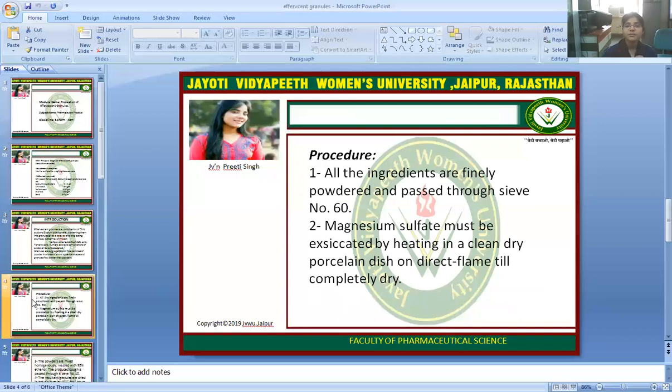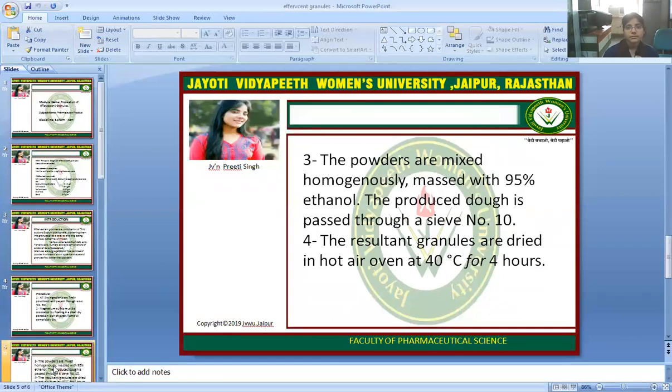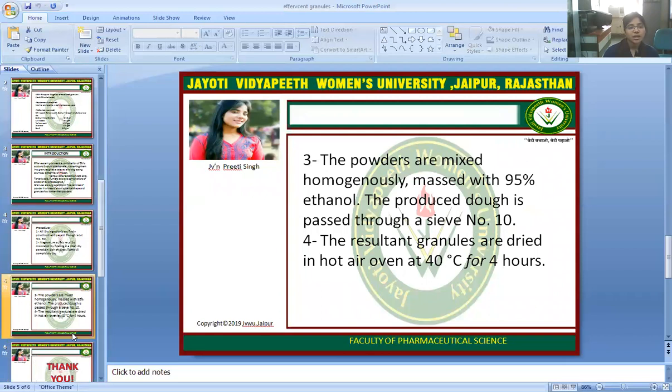The magnesium sulfate must be dried by heating in a clean dry porcelain dish on direct flame till completely dry. The powders are mixed homogeneously, masked with 95% ethanol, and the produced dough is passed through sieve number 10 and 44. The resultant granules are dried in a hot air oven at 40 degrees Celsius for 4 hours. This is the short procedure of effervescent granules.